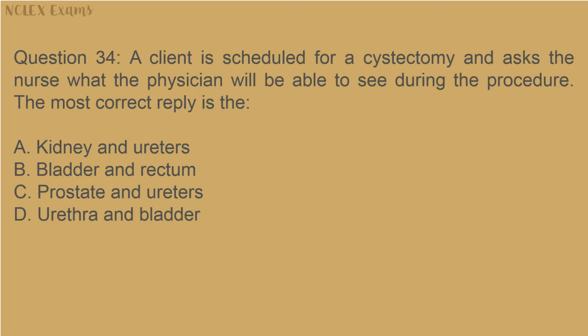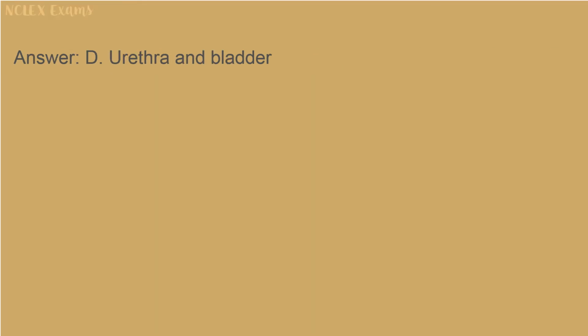Question 34. A client is scheduled for a cystectomy and asks the nurse what the physician will be able to see during the procedure. The most correct reply is: A. Kidney and ureters. B. Bladder and rectum. C. Prostate and ureters. D. Urethra and bladder. Answer: D. Urethra and bladder.